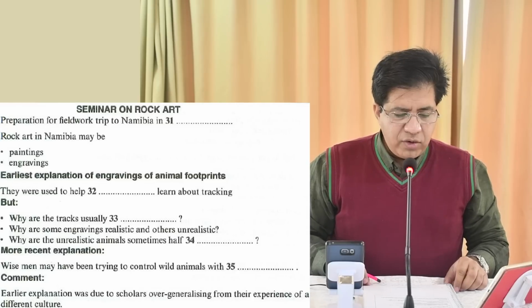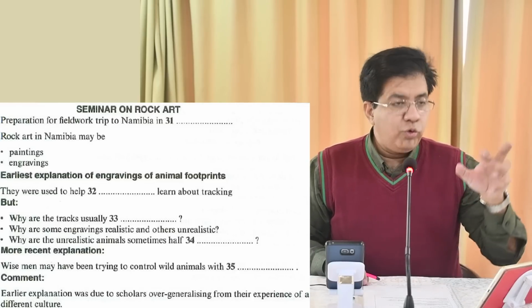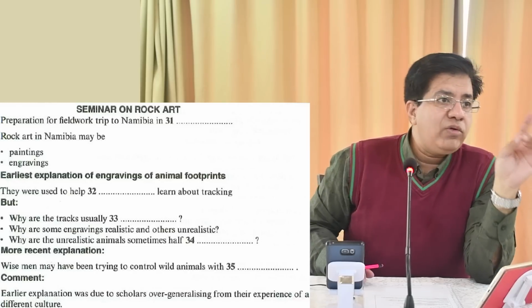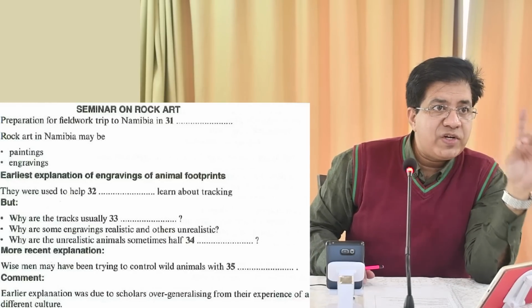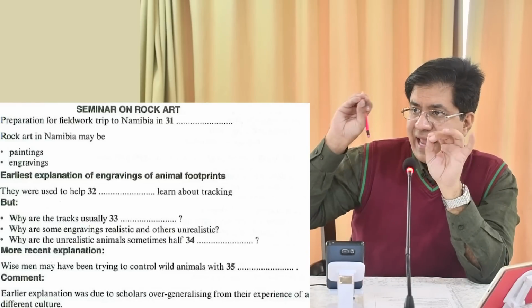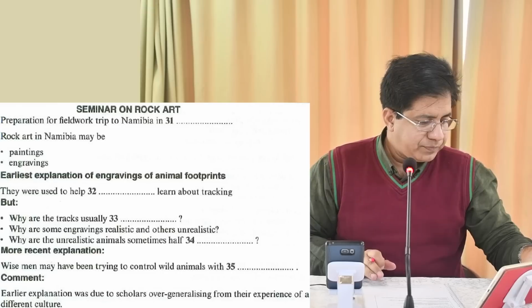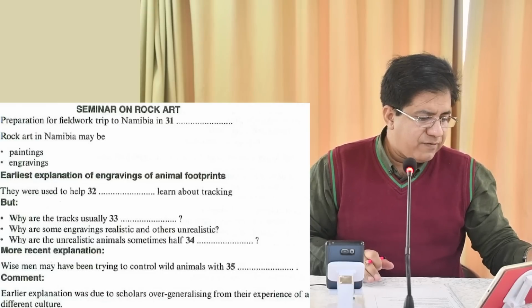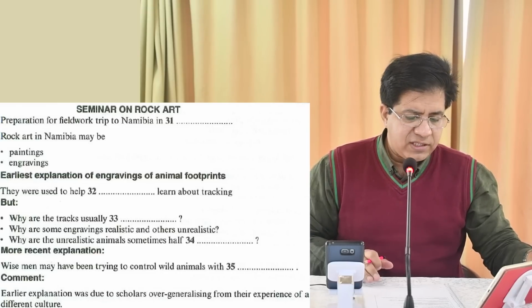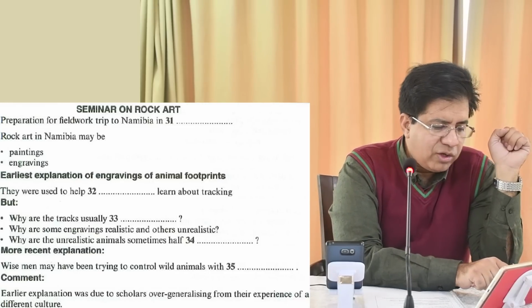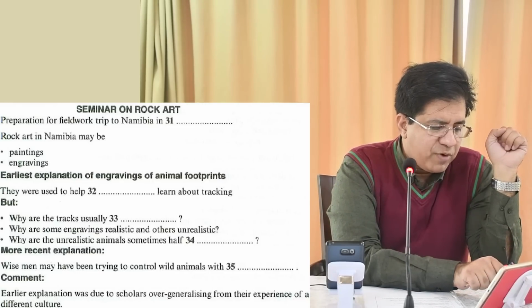Okay, let's go on. Rock art in Namibia. And you can see there are 2 points and there is no question. So you will not read it. I tell you, they will give you 1 minute to read questions 31 to 40. Only read that part where there is the question. Now, for example, paintings and engravings, there is no question. Underline engravings. And now come to earliest explanation of engravings of animals' footprints.